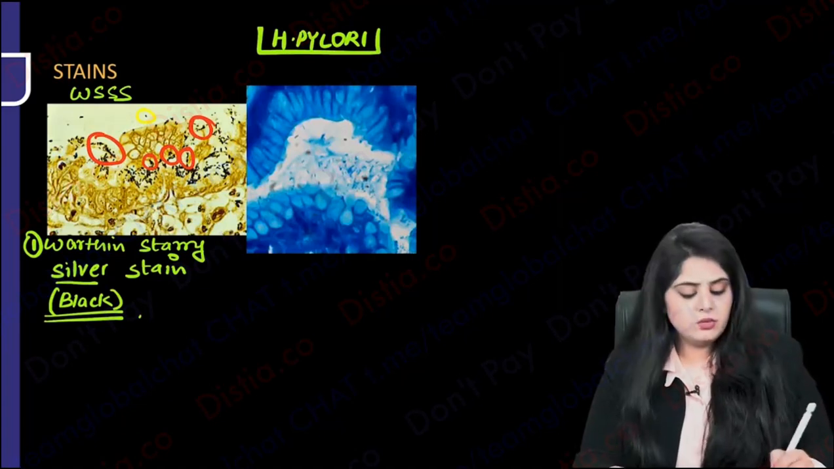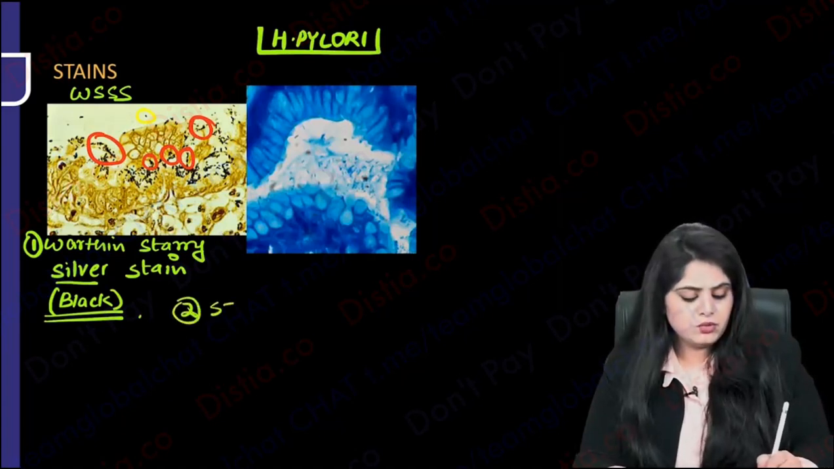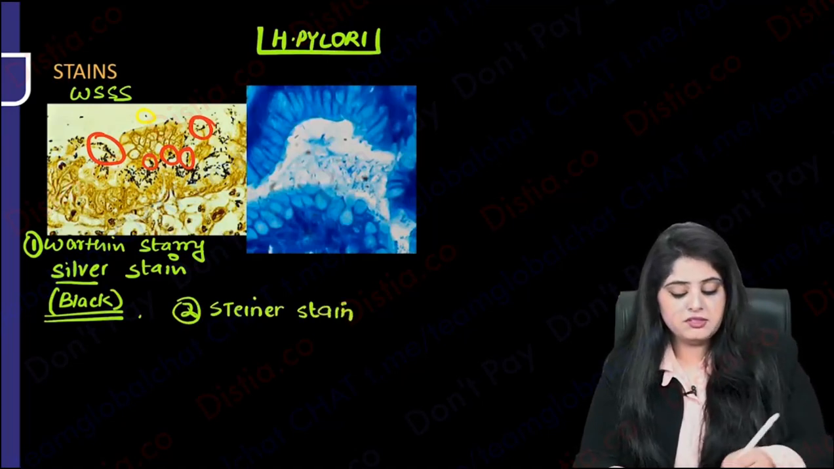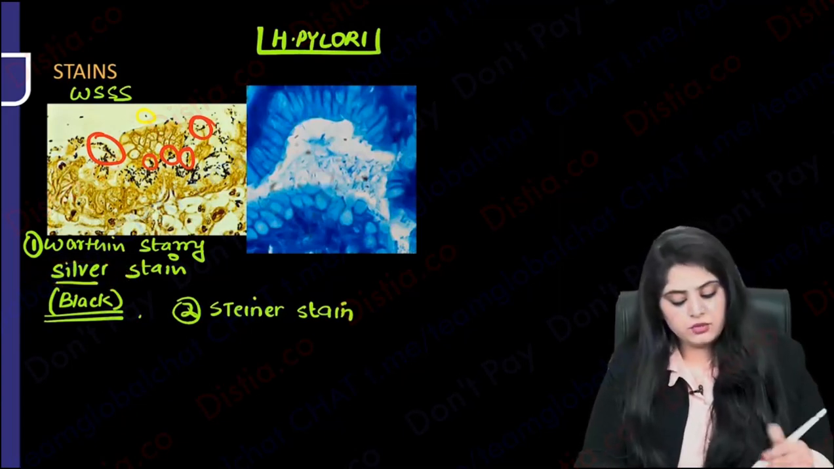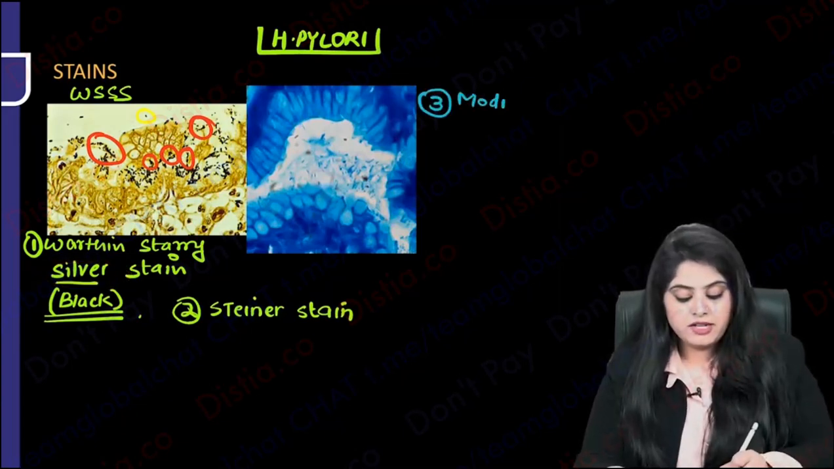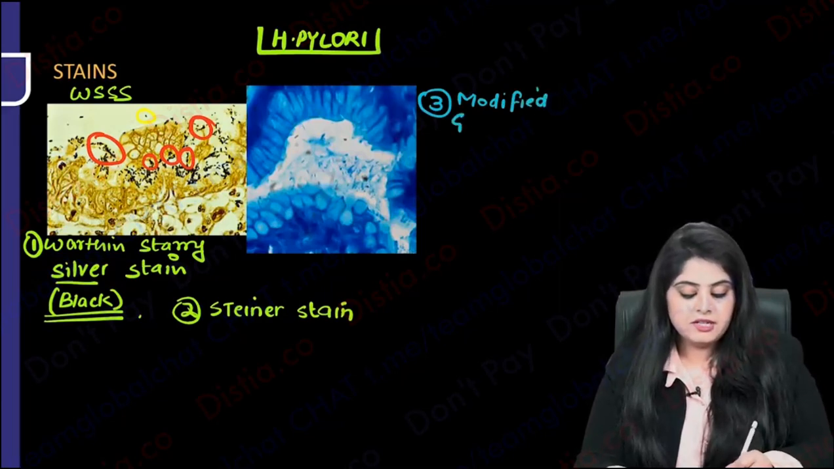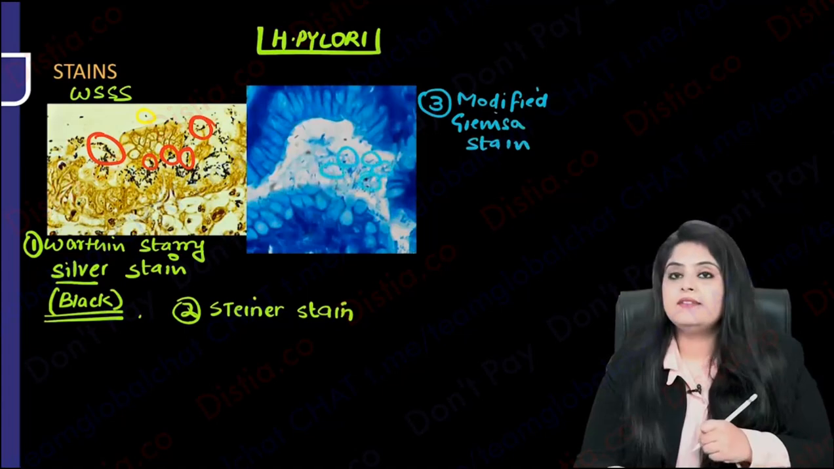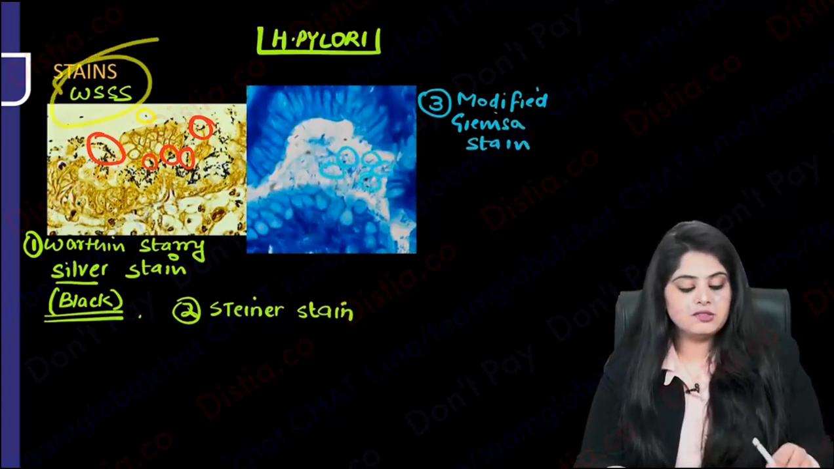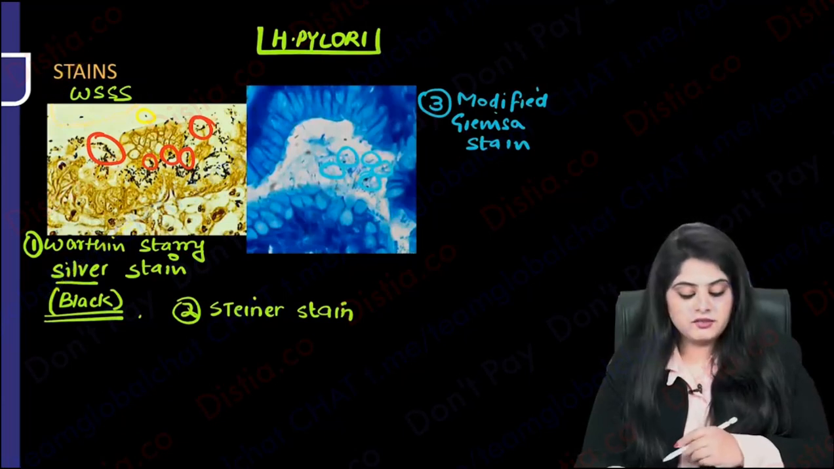There's another silver stain known as the Steiner stain. You won't be asked a photo question on it, but just read it once. That's another silver stain. But the problem is that using these silver stains to get a black color is a little time consuming. Yes, there is something known as a modified Giemsa stain, and you can see that the modified Giemsa stain has given a blue color over here. Everyone can appreciate. So best is of course still WSSS, Warthin-Starry Silver Stain.